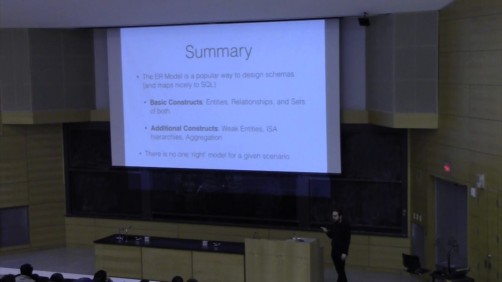It starts with entities, relationships, and sets of both, and then builds a couple of different constructs on top of that. Weak entities, is-a hierarchies, aggregation. And as we've easily discovered, there's no one right way to model a given scenario, but this is a way to figure out what's important for your particular setting. It's a way for you to think through the process of representing everything.